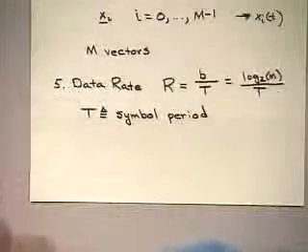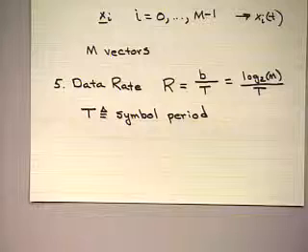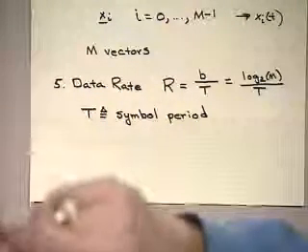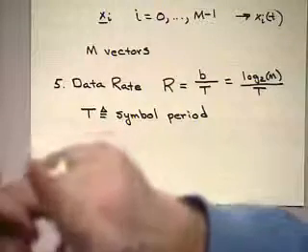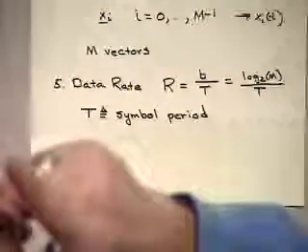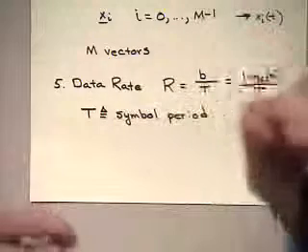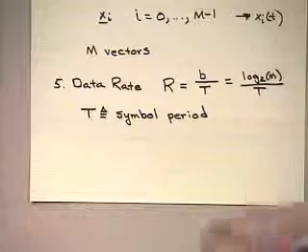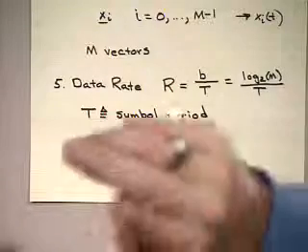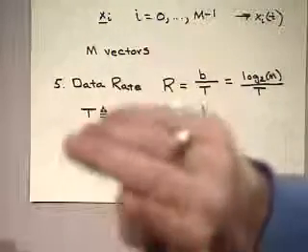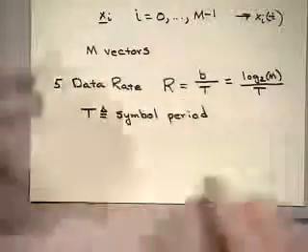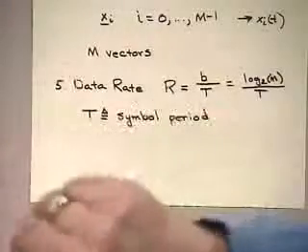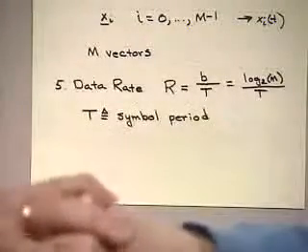If I had one bit, so 2 messages being transmitted, and I did that 10,000 times a second, my symbol period would be 100 microseconds, 1 over 10,000, because I'm transmitting a message every 100 microseconds. And the data rate would be 10 kilobits per second, or 10,000 bits per second. 1 bit times 1 over T, which would be 10,000, would be 10,000 bits per second.